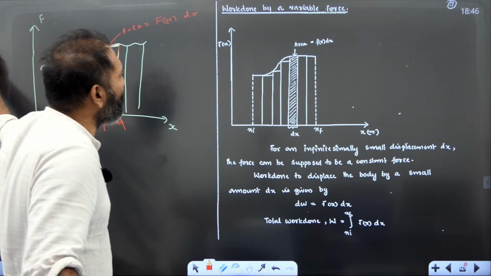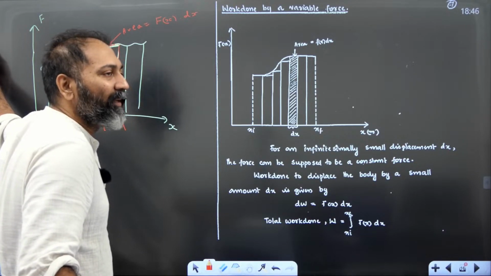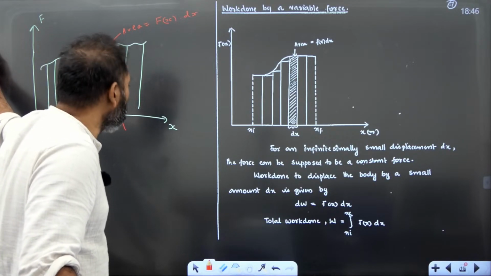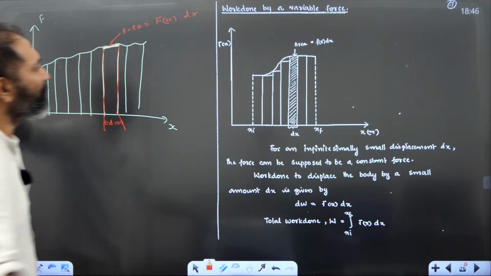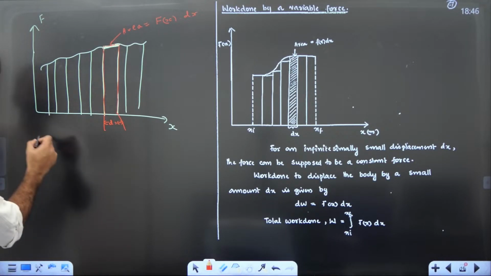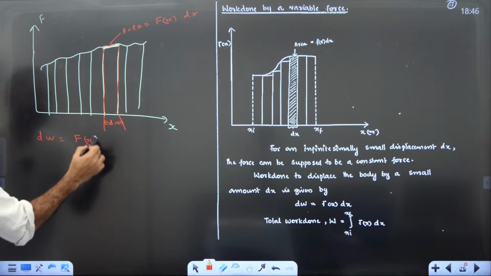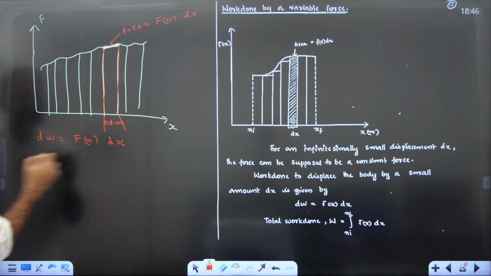Why am I writing f of x? Because it depends on position, not displacement. At every position, force changes. So force is a function of position x. So what is the small work done, dw? F of x dx. This is the small work done.